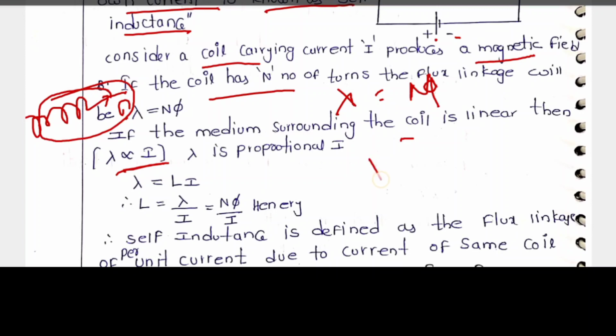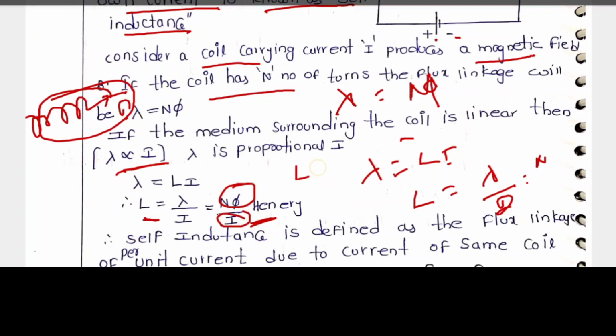Therefore, lambda equal to L I, where L is the inductance or self-inductance. L equal to lambda by I, where lambda is n phi. Inductance is also defined as the ratio of flux linkage n phi to the current flowing in the same coil. That is inductance.